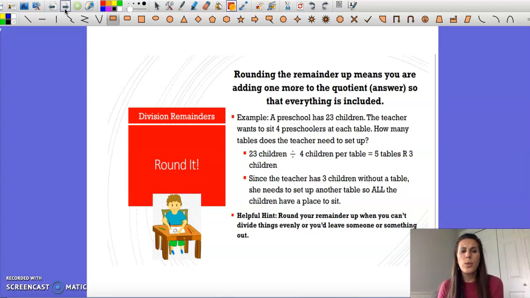A helpful hint for when you think about rounding it up situations, you would always round it up when it does not make sense to divide the remainder up. Okay, you don't cut people up, you don't divide them up. And it also doesn't make sense to leave someone out. So this would be a definite rounded up situation.